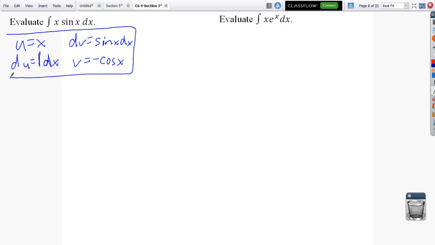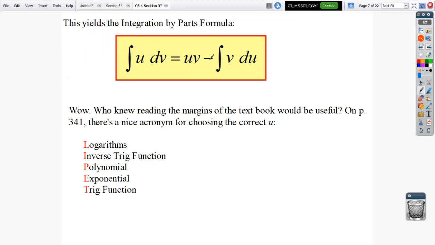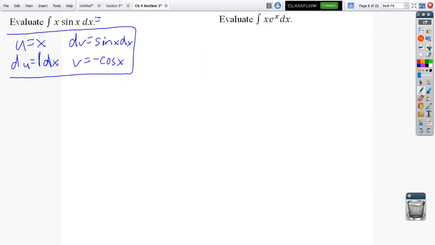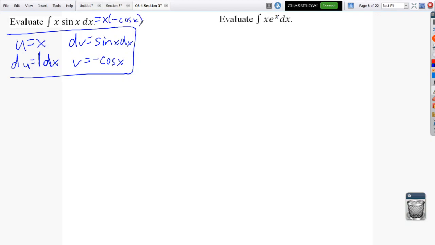I like to put all of this in a box just to say this is my scratch work. Again, it's kind of like when we did u substitution, we had to say u equals and then du equals, all that stuff. We keep it separate from our problem. And now we're going to take the integral of x sine x dx, and we're going to fill out the formula of uv minus integral of v du. So the first part of that formula is not in an integral symbol, and it is u times v. So u times v would be x times negative cosine of x.